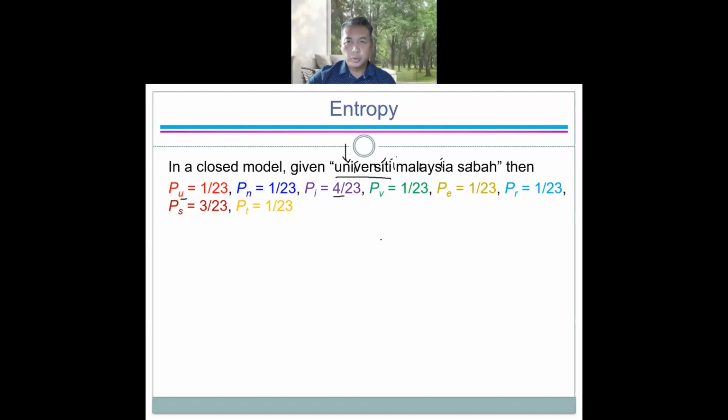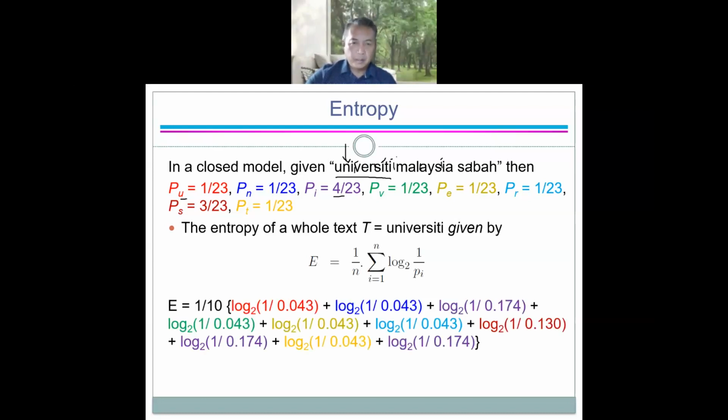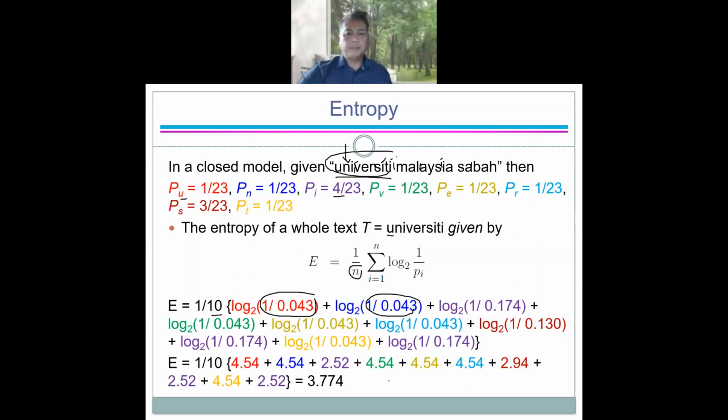Okay, so when it comes to the whole entropy for 'university', we apply this formula. Because we are only looking at this, so 1 over 10. So we have 10 symbols there. And then this is the probability for the whole document. Okay, so we compute every one here and so on, and then we get the final value. The value is 3.774. Okay, so this is the value of entropy for 'university'.